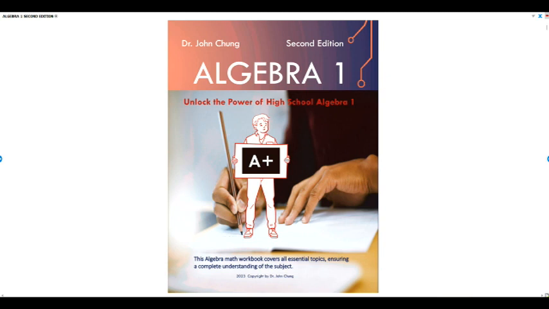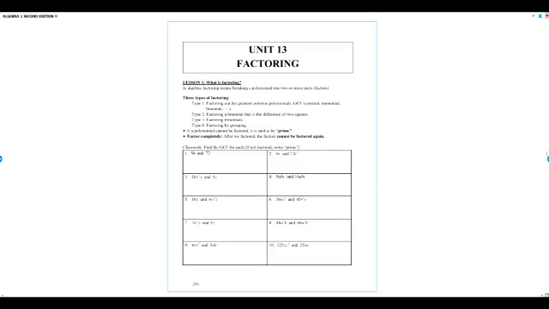This is my book, Algebra 1, the second edition. We're going to try some questions in this book. This is page 256, I think. Let me go to 256. From here, unit 13 is factoring.